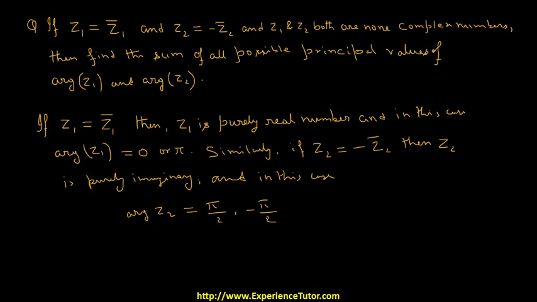Hence the sum will be equal to 0 plus pi plus pi by 2 minus pi by 2, which is equal to pi.